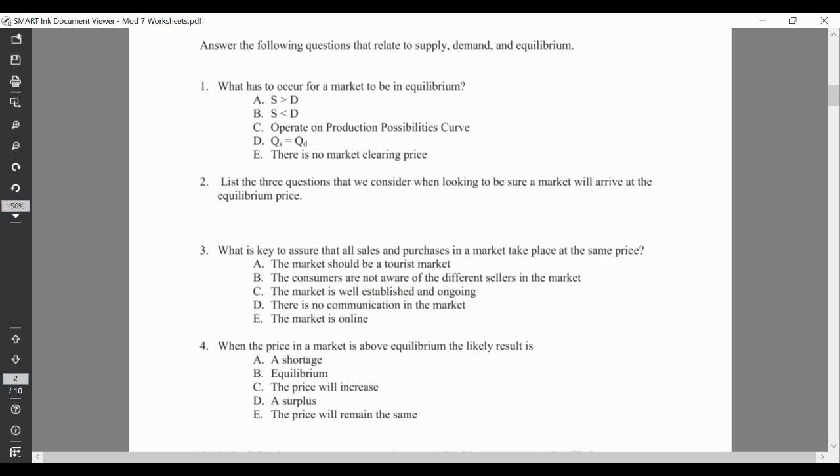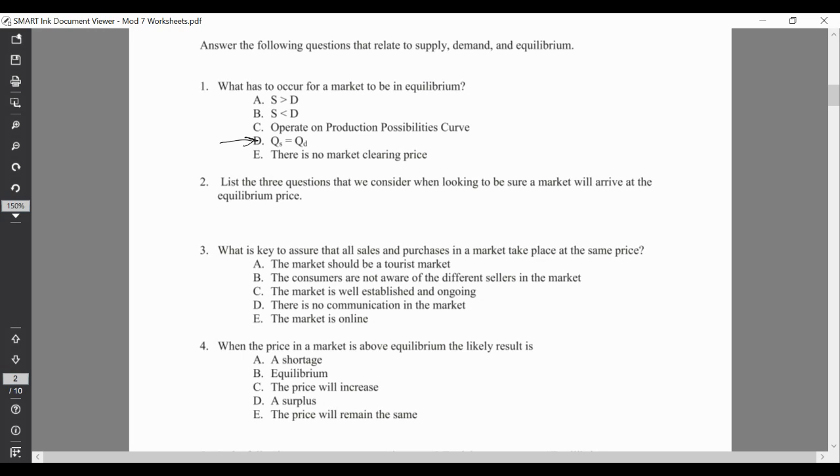All right, so it says, what has to occur for the market to be in equilibrium? And you have A, B, C, and D. The answer would be D, right? Quantity supplied has to equal quantity demanded.